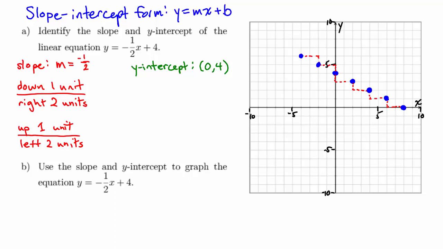I'm going to connect them with a straight line. The last thing I'll do is add arrows to this graph showing that it continues on. And that line represents all solutions to the equation y equals negative 1/2 x plus 4.